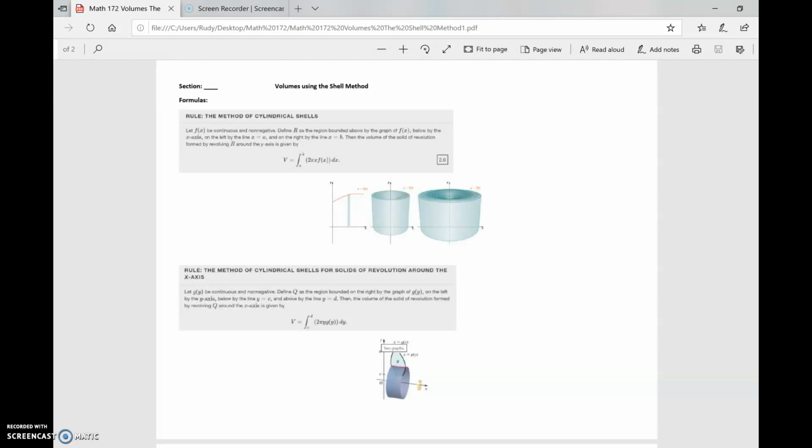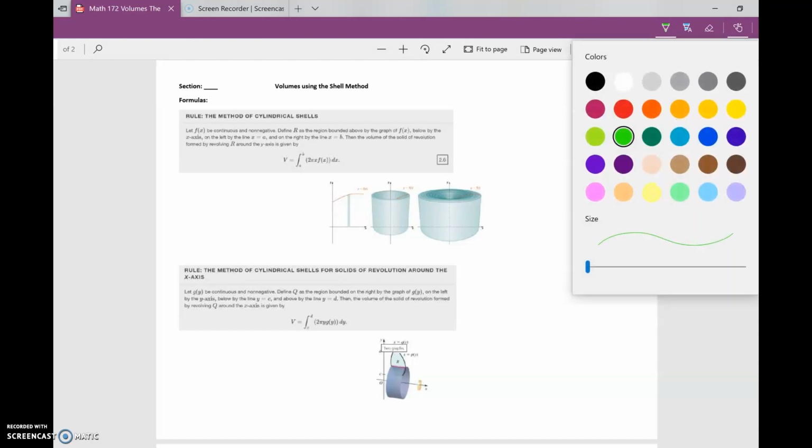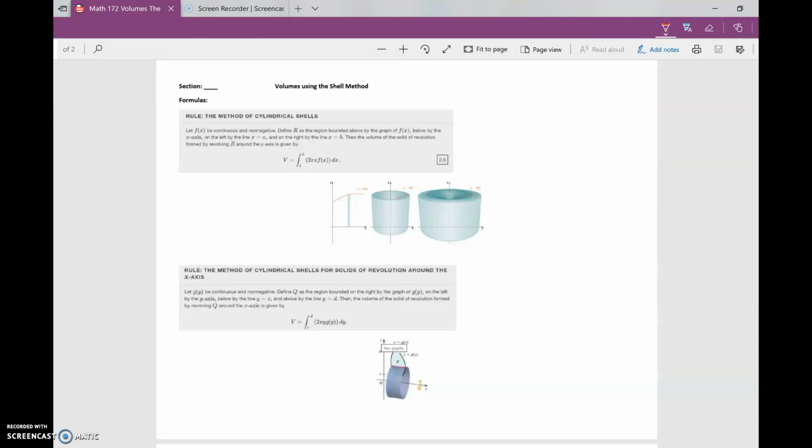Hi class, we're going to take a look at a new section, and this section actually finishes all the volumes that we're required to cover in our class, and this is going to be the shell method. Now, the shell method requires the following. So you need to have a function that is bounded. Bounded means that it's going to have an actual maximum and technically a minimum value.